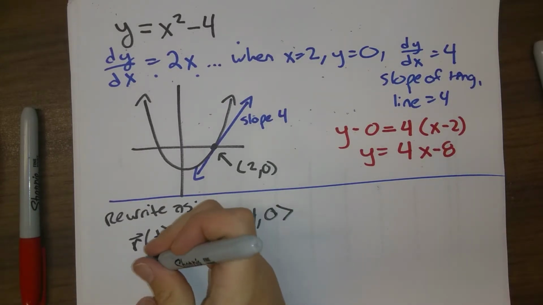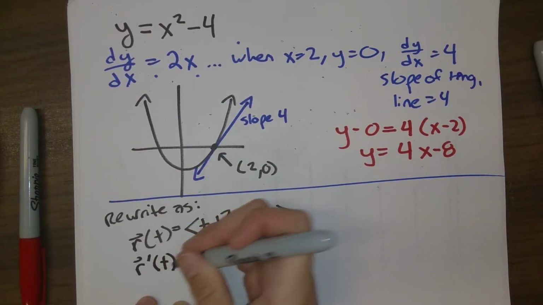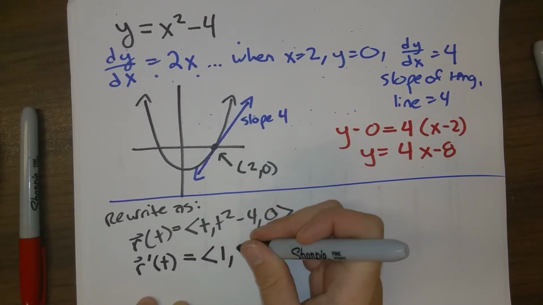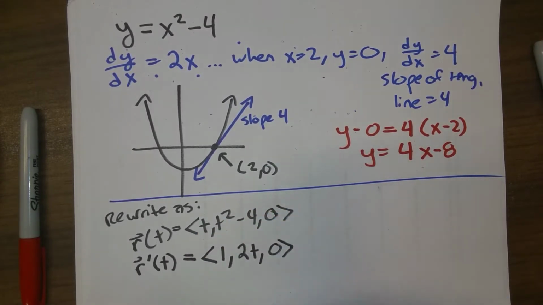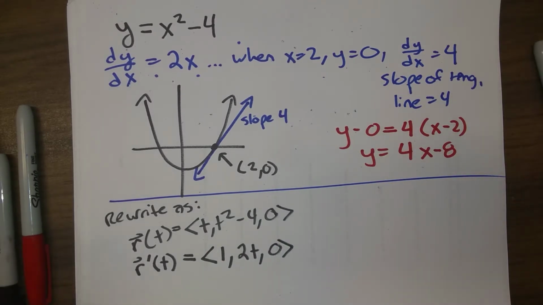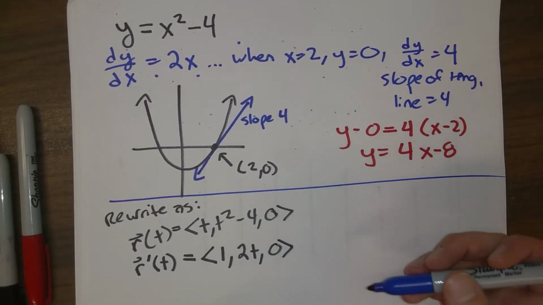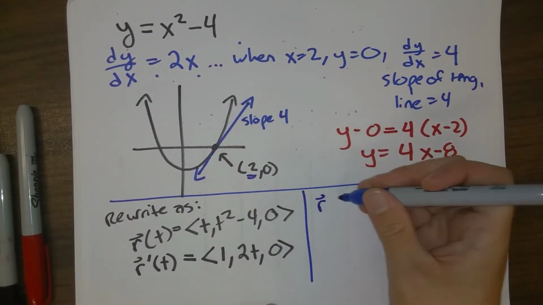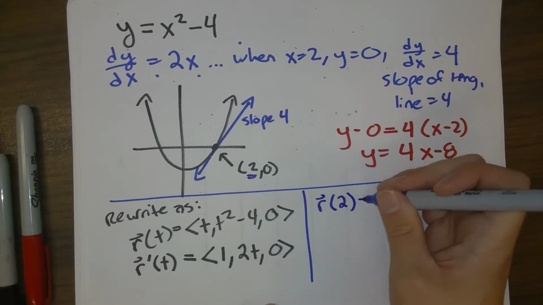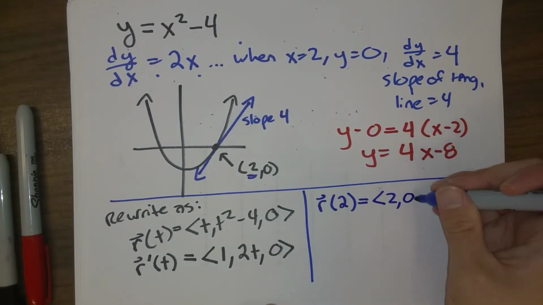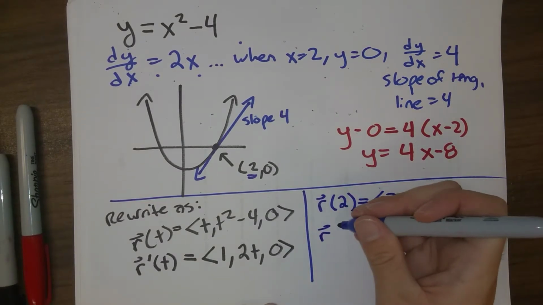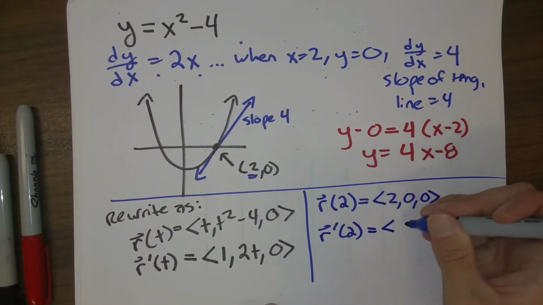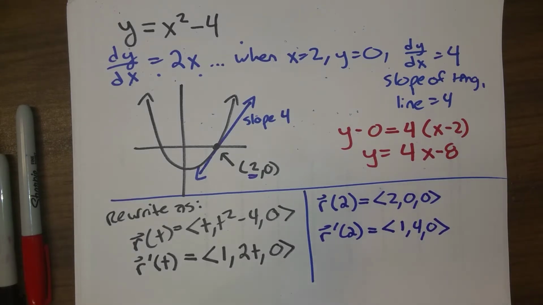Well, let's see what happens when we take the derivative. R prime of t is 1, 2t, and 0. And let's figure out what happens when we plug in t is equal to 2, that's when x is equal to 2, which is what we care about. And so we end up with r of 2 is 2, 0, 0. R prime of 2 is 1, 4, 0.